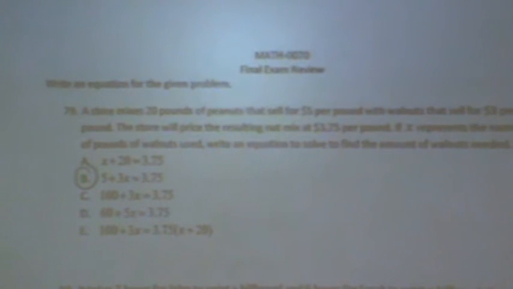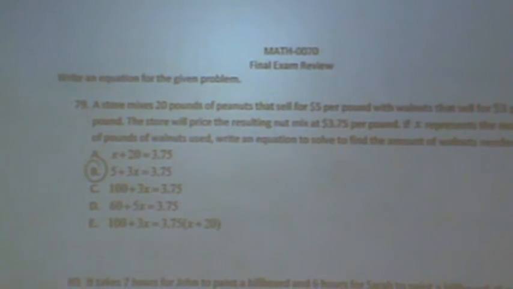79. A store mixes 20 pounds of peanuts that sell for $5 per pound with walnuts that sell for $3 per pound. The store will price the resulting nut mixture at $3.75 per pound. If X represents the number of pounds of walnuts used, write an equation to solve to find the amount of walnuts needed. Okay, so we have 20 pounds of peanuts that are $5 a pound and walnuts.